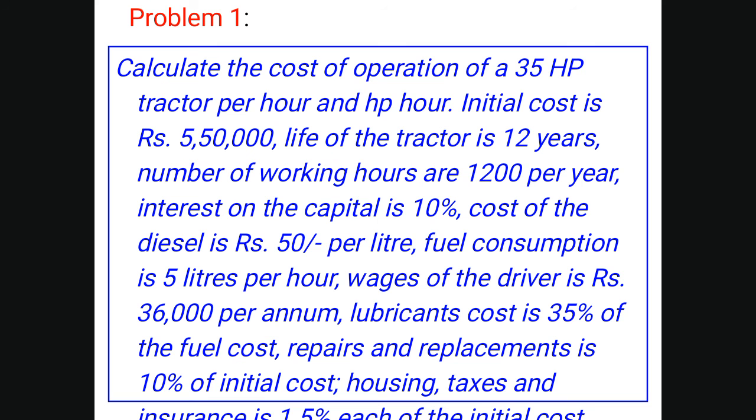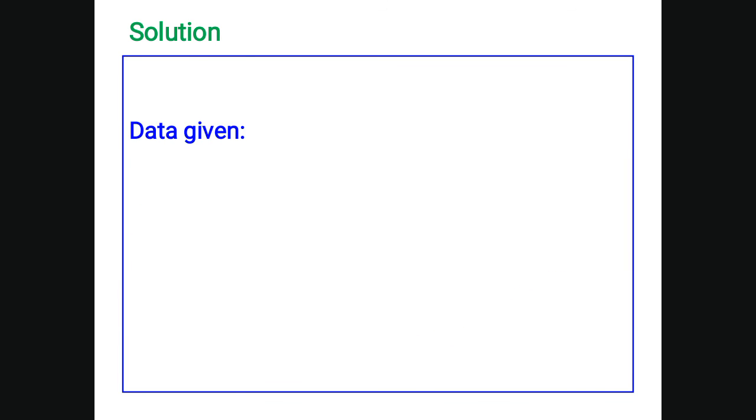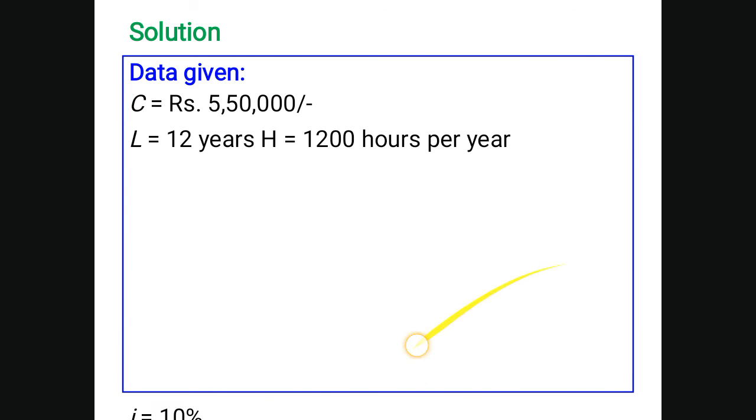And lubricant cost is 35% of the fuel cost. Repair and replacement is 10% of the initial cost. Housing, taxes, and insurance are 1.5% each of the initial cost. So now we can calculate the depreciation. This is the given data.